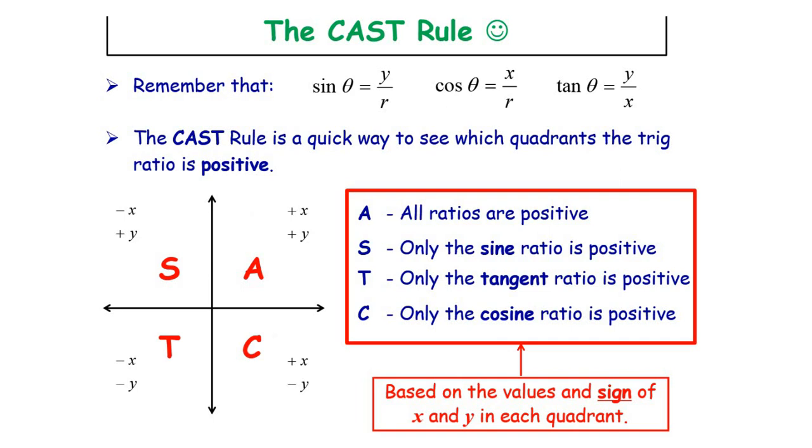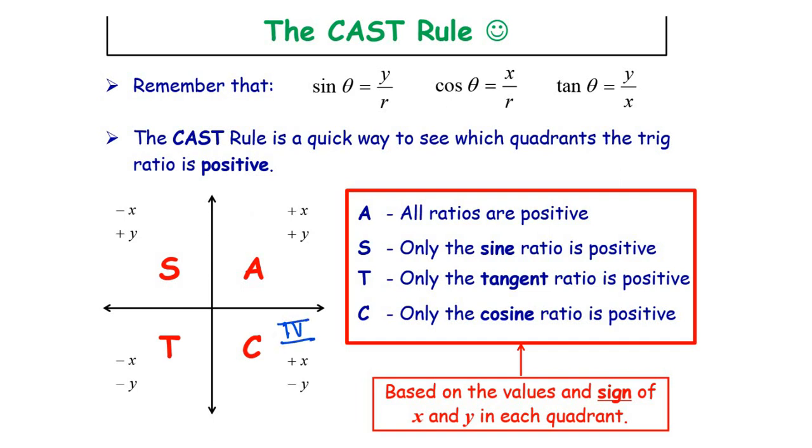Hello everyone, let's start with a new rule we will be learning here, that is the CAST rule, and it is a very quick way to see in which quadrants the trigonometric ratio is positive. So first of all, let's have a look at the fourth quadrant here. We have to always start with the fourth quadrant.